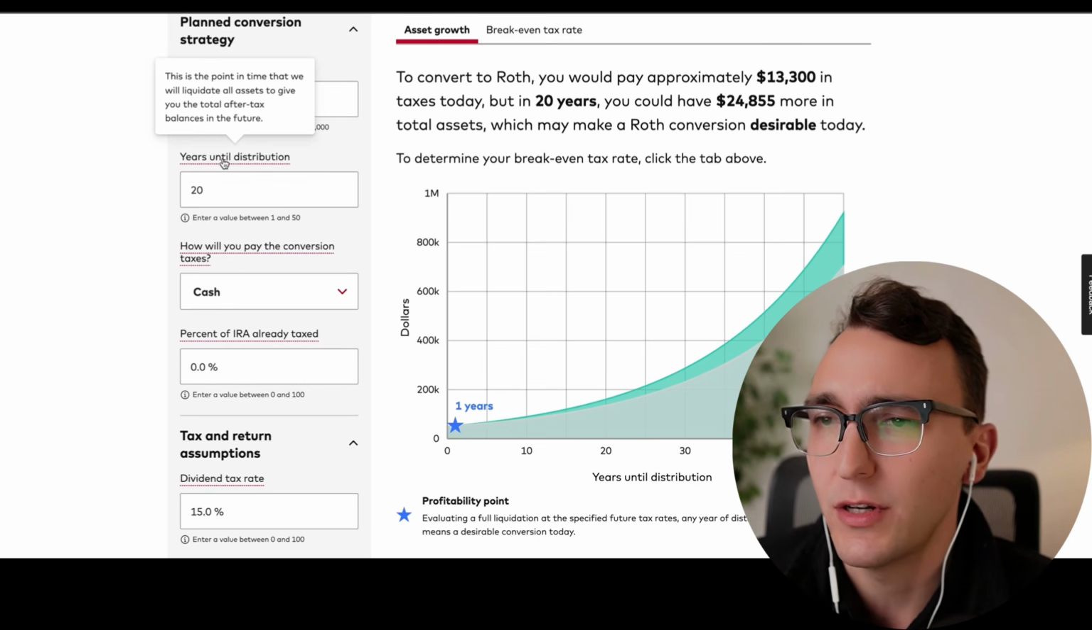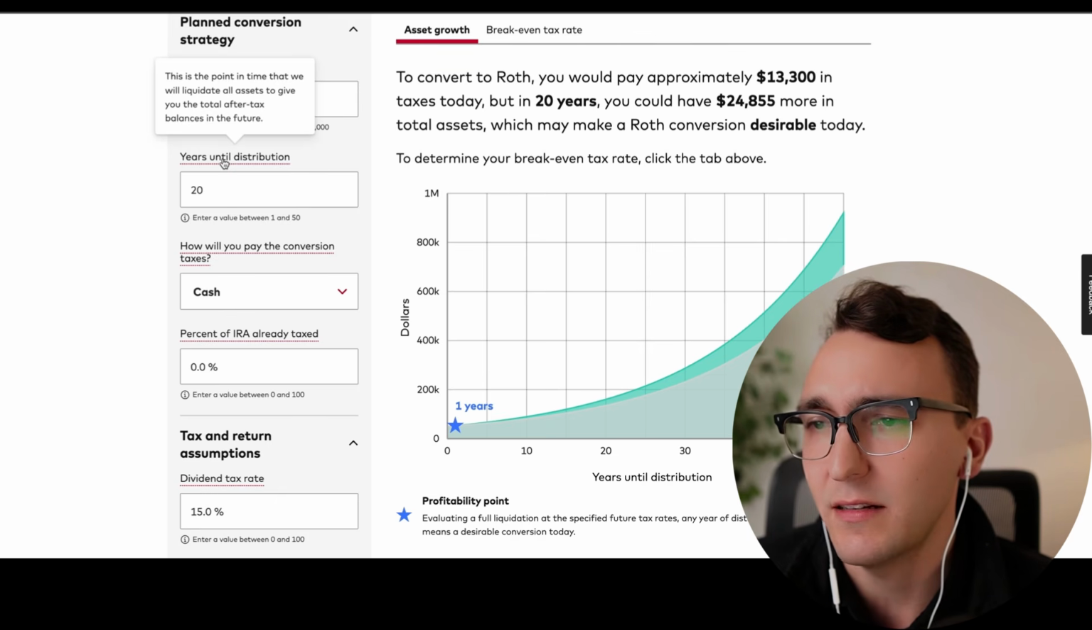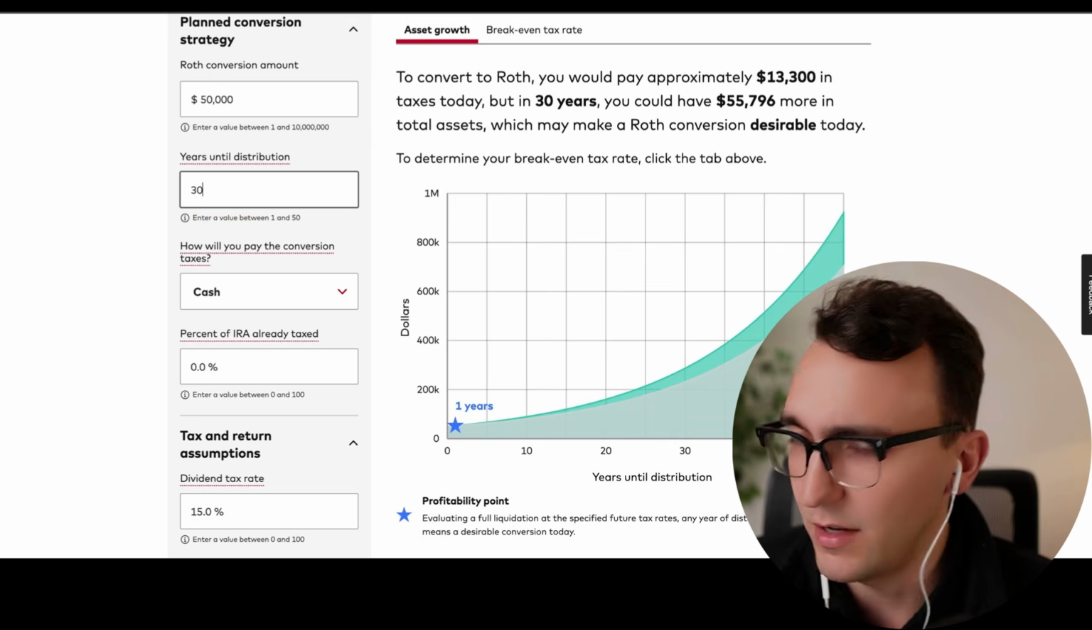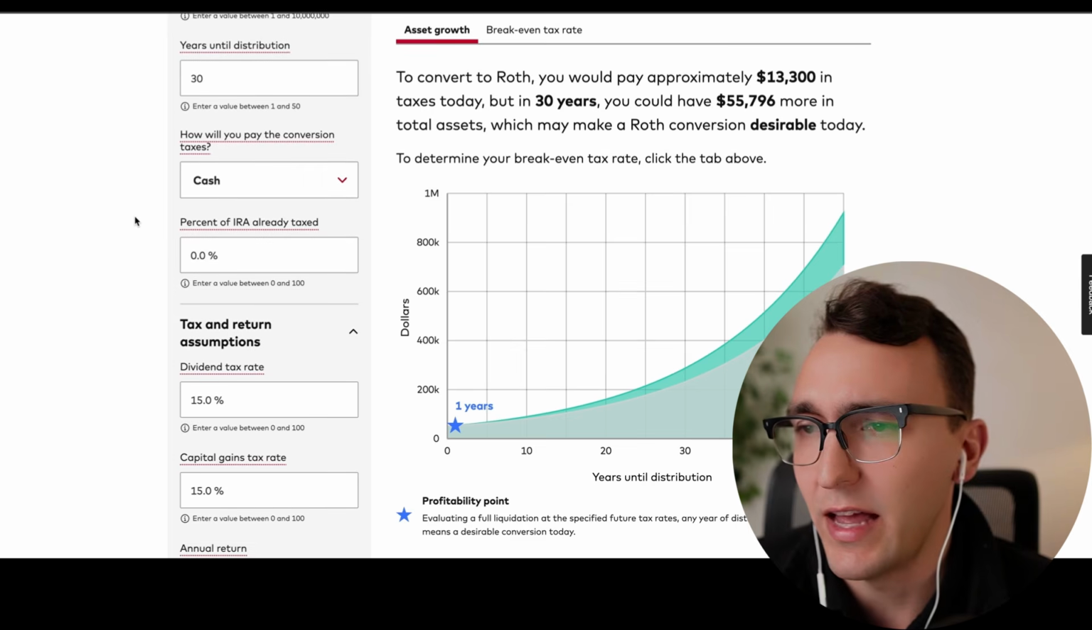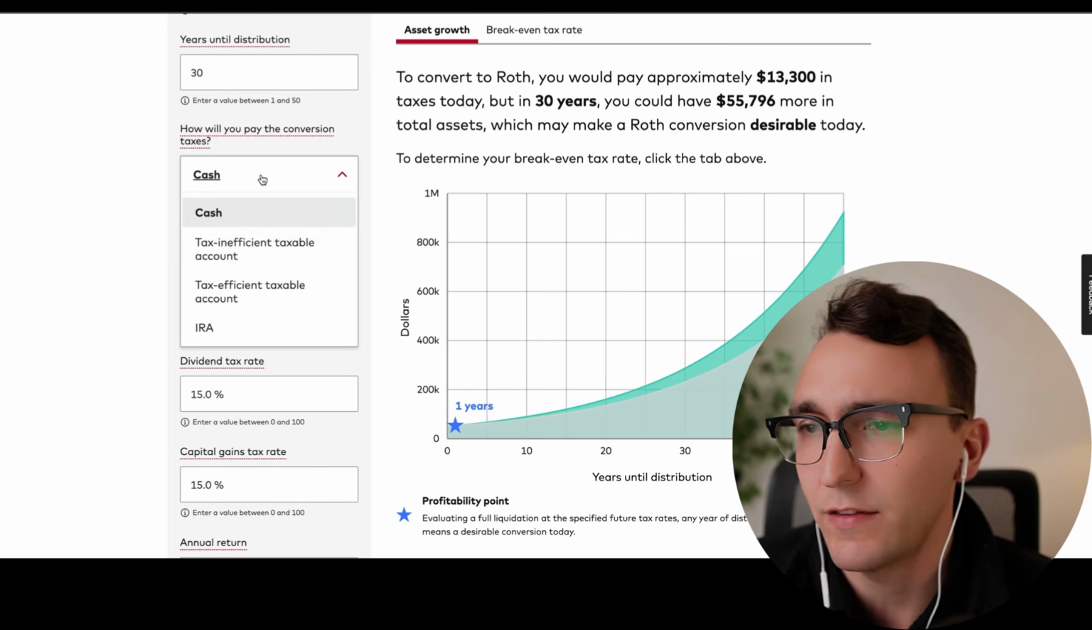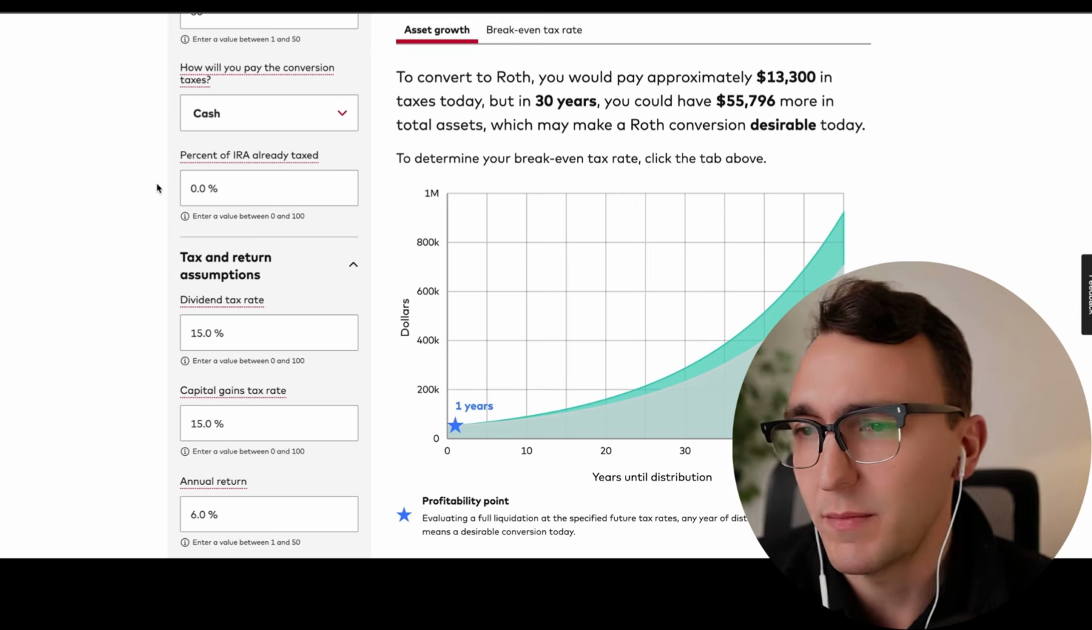This is the point at which we will liquidate all the assets to give you the total after-tax balances in the future. Okay, well, if I'm 60, let's say my life expectancy, I'm planning to live to 90, so I suppose 30 years is about the expected end date of that. So how will you pay taxes on the conversion? I would just pay it from my cash in my bank. 0% of my IRA is already taxed.